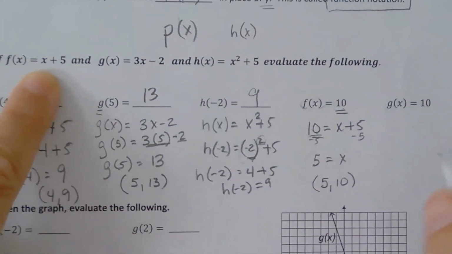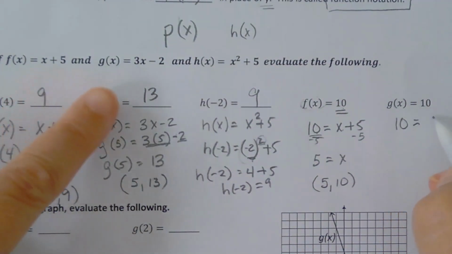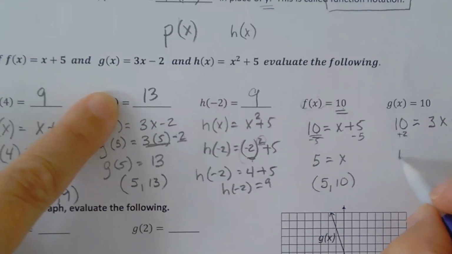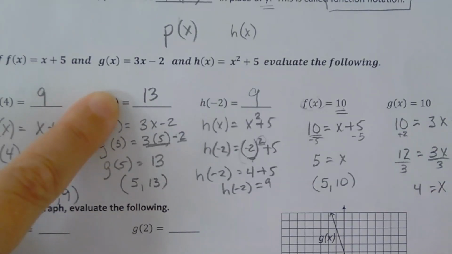Okay, the last one. So I know the output value is 10 for the g function, which is 3x minus 2. So add 2 to both sides. Divide both sides by 3. So x equals 4. So there's a point at 4, 10.